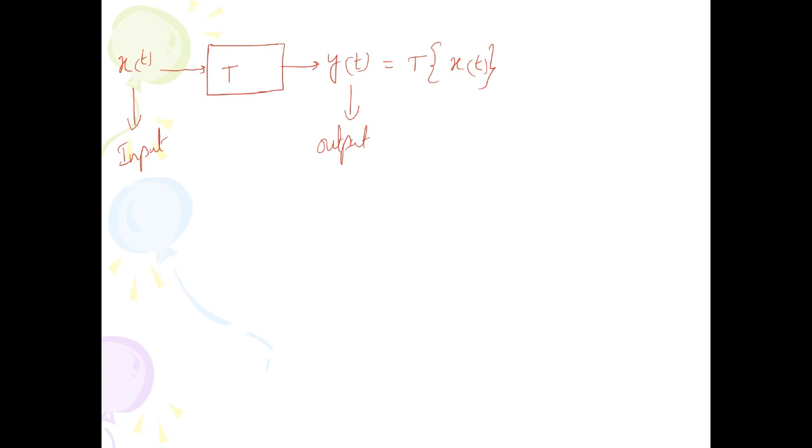This transformation may be anything. Whenever we apply any signal x of t, output is nothing but some modification to the input signal. That means input signal will be processed to get the output y of t, which is nothing but some transformation of x of t.